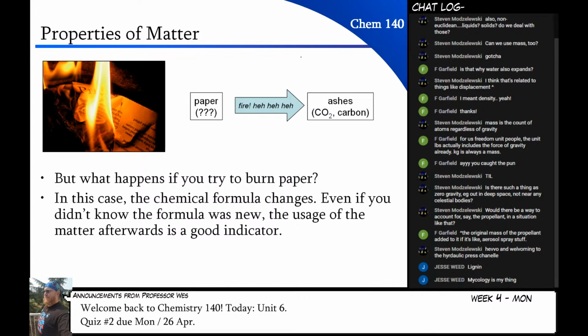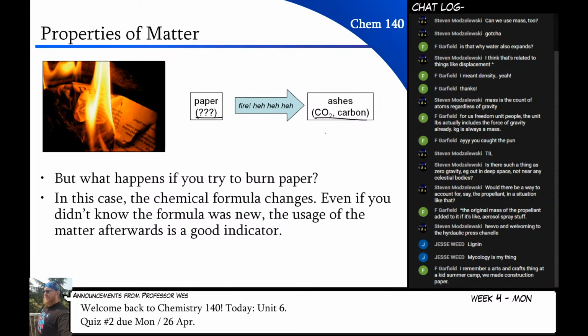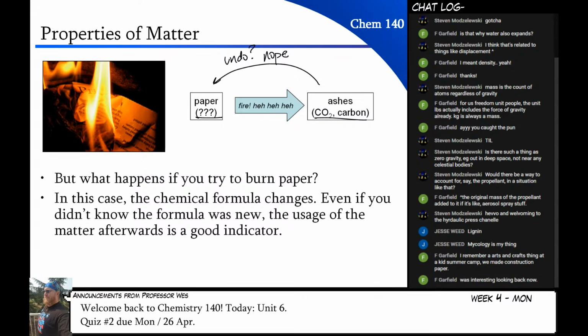If you're doing stuff with fire, what you end up with is something totally different. And you can do that by looking at the chemical formula. But an easier way to do that would just be to say, okay, are the properties of paper and the properties of ashes vastly different? And then can I undo? And if you cannot undo easily, it's because you've done chemistry.